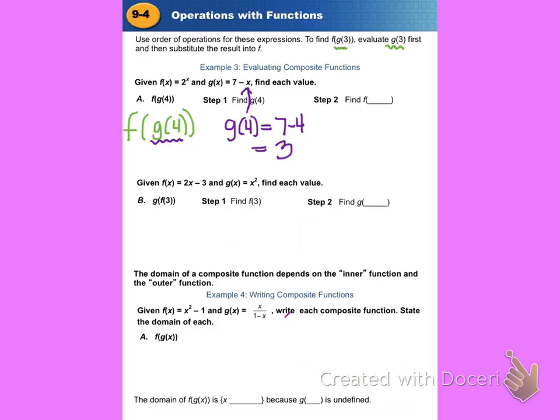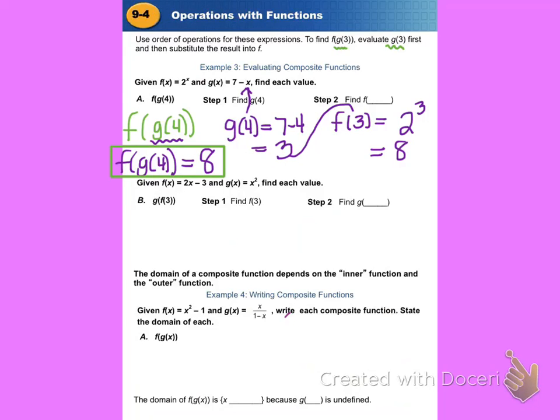So then what I would do is take that value and plug it in to f. So now I'm plugging 3 in where I see x in the function f of x. And so that would be in the position of the exponent. And so that would give me 2 to the third power, or 8. And that means that f of g of 4, the final value, is 8. So far that seems easy enough.